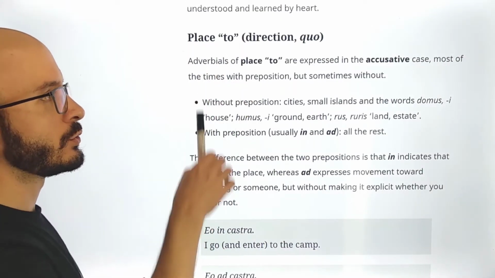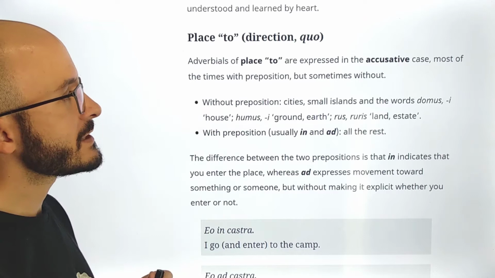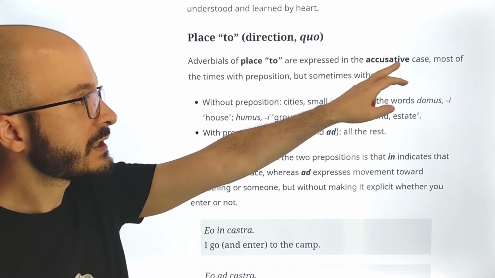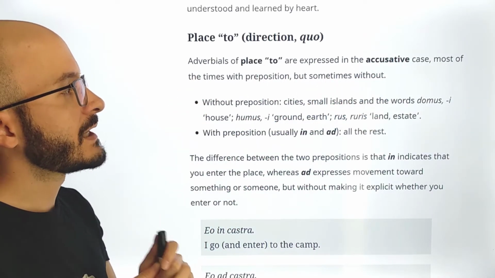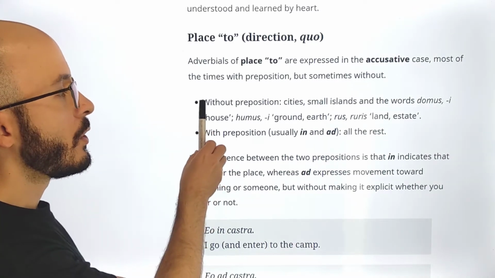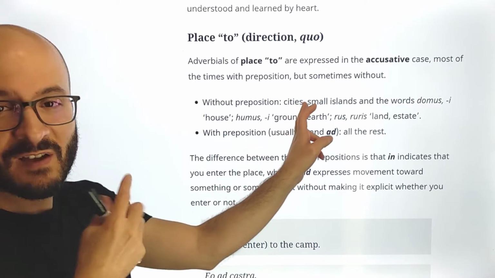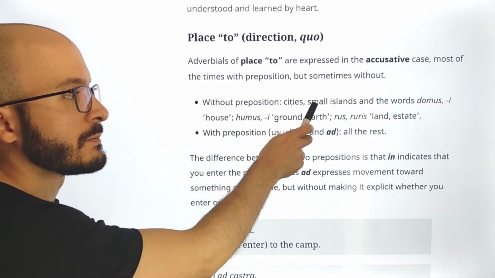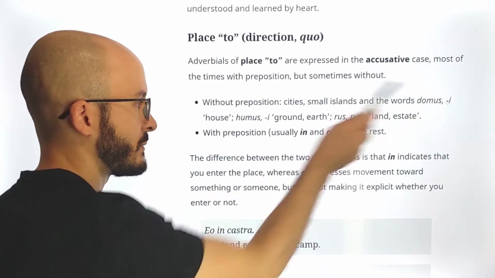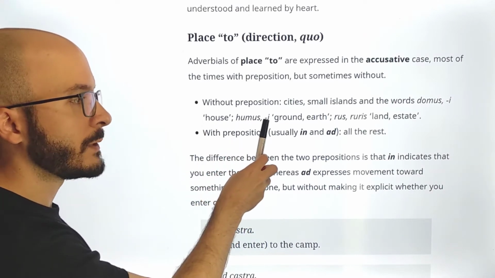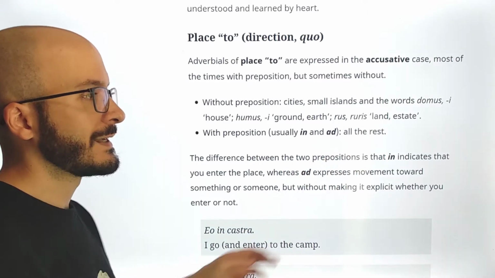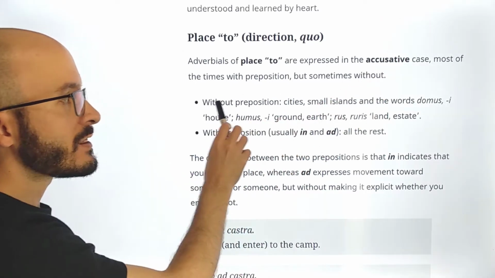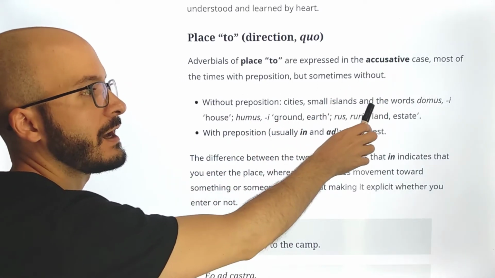So first thing, place to, direction, quo. Adverbials of place to are expressed in the accusative case, okay? So direction in the accusative case, most of the times with prepositions, but sometimes without preposition. Now this is a kind of funny list that is going to be appearing all the time: cities, small islands, and the words domus, domi, which means house, home, then humus, humi, ground, earth, and rus, ruris, land, state. So this funny list is accusative without preposition: cities, small islands, and these 3 words.